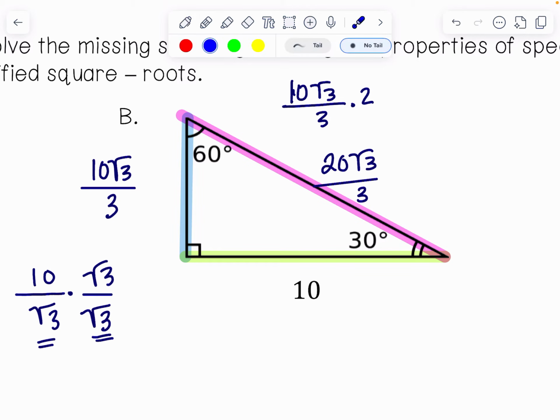Once again, the relationship still exists. If I were to take this and double it, I get my hypotenuse. If I were to take my short leg and multiply it by the square root of 3, and you can really see that down here.